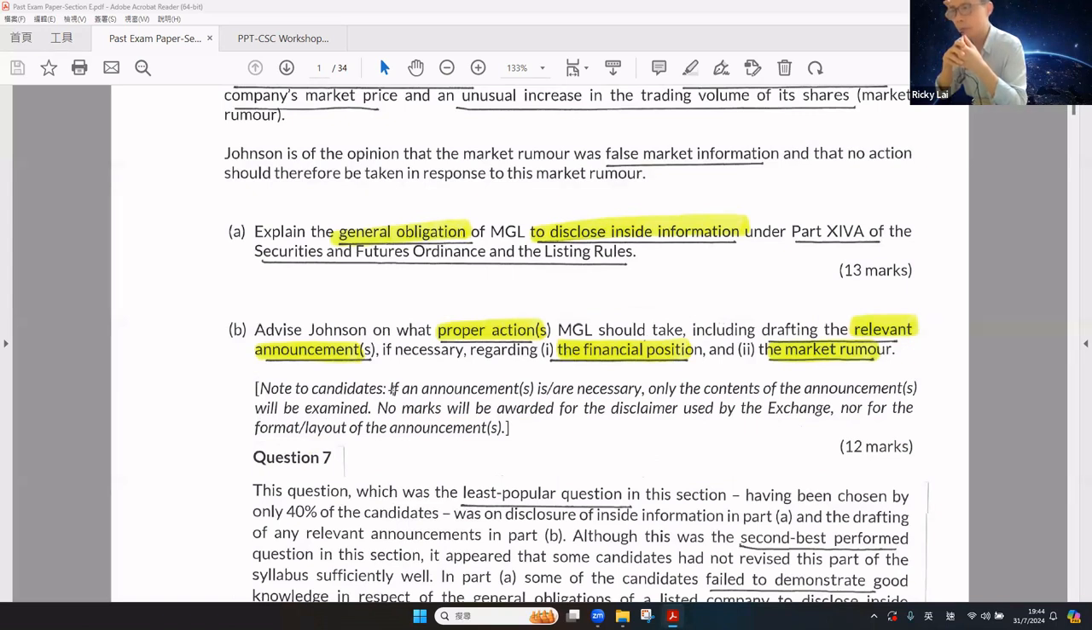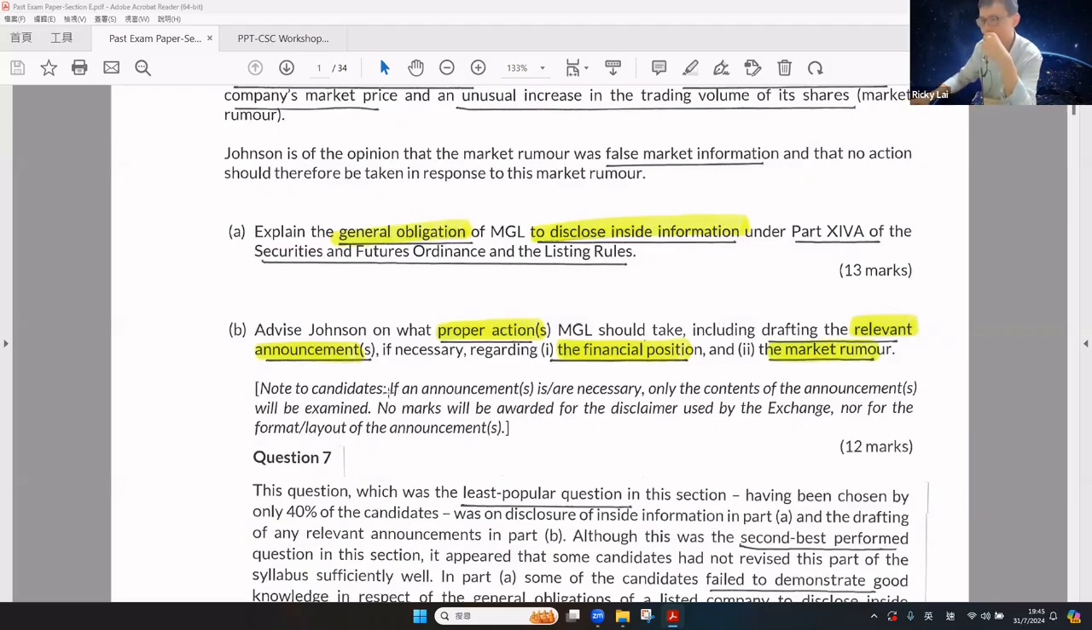For A, general obligation of the listed company to disclose inside information under the SFO and the listing rule. So the first part is very straightforward, asking what inside information is under the SFO and the listing rule, and also the obligation for disclosure. For B, this question is far more practical because it asks what proper action the company should take, including drafting the relevant announcement. There are two announcements. One is on financial position, and the second one is on market rumor.